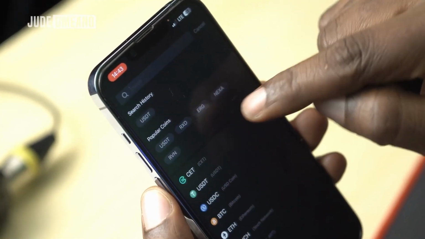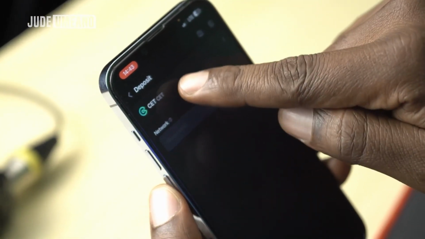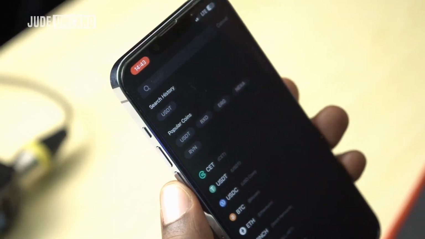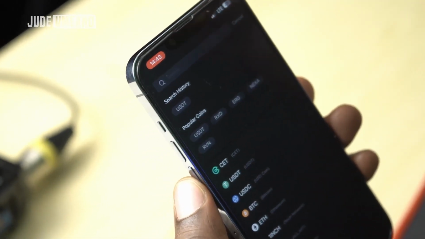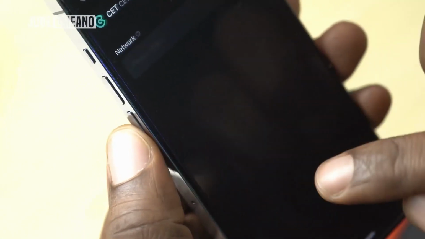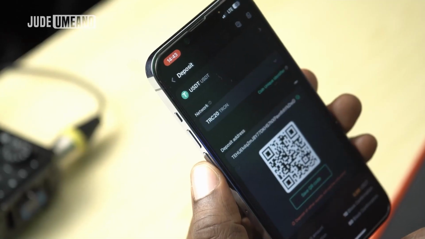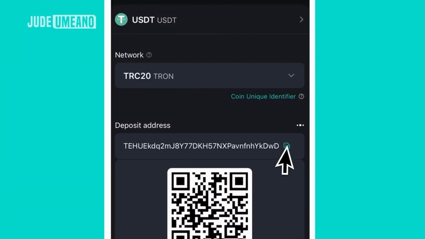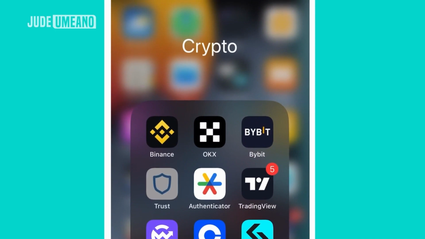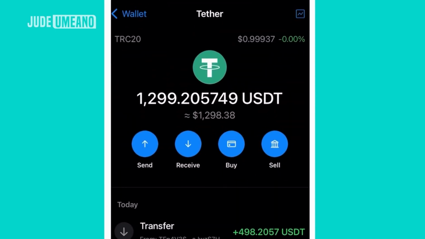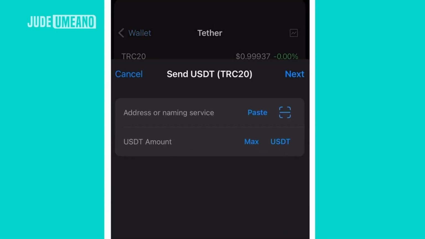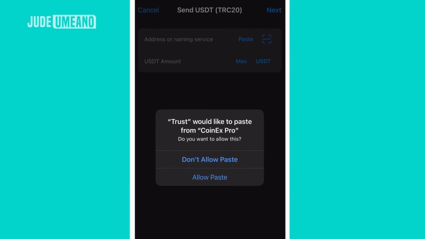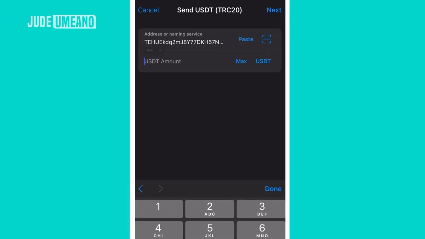Now I want to deposit USDT, so I tap on this CET, which is the native cryptocurrency of CoinEX, and I choose USDT and I choose the network. I want to do that on TRC20, and this is the wallet address. I'm going to copy it, then go to my wallet and make a deposit to this account. So I want to deposit $500.